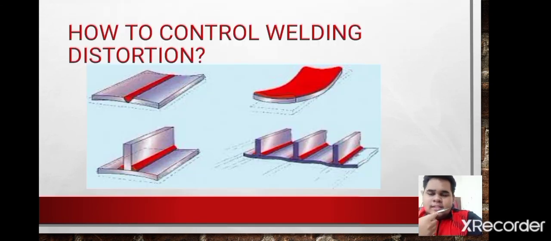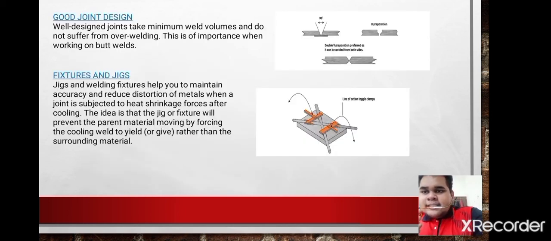How to control welding distortion? Good joint design. Well-designed joints take minimum weld volumes and do not suffer from overwelding. This is of importance when working on butt welds. Fixtures and jigs. Jigs and welding fixtures help you to maintain accuracy and reduce distortion of metals when a joint is subjected to heat shrinkage forces after cooling. The idea is that the jig or fixture will prevent the parent material moving by forcing the cooling weld to yield or give rather than the surrounding metal.